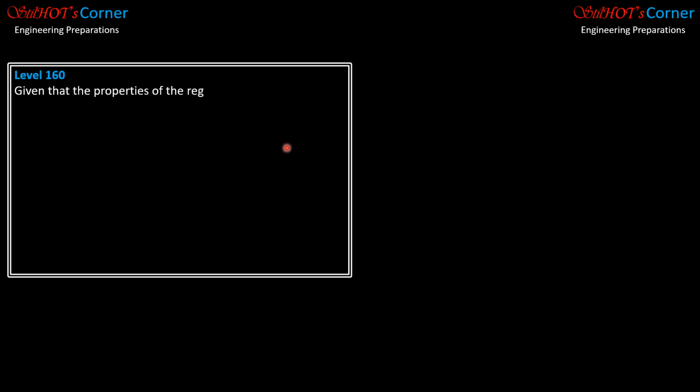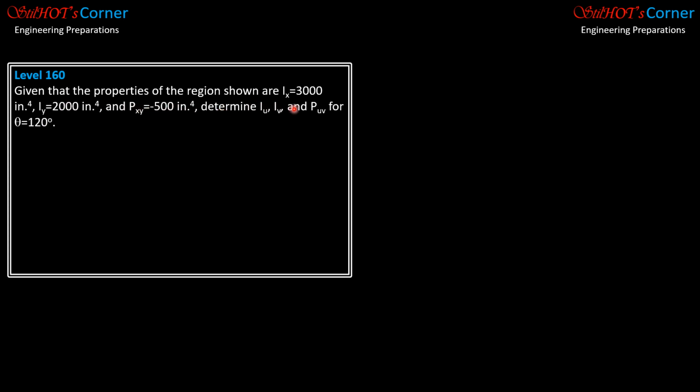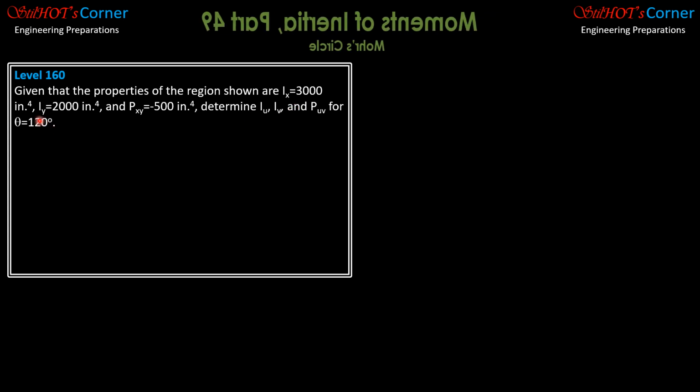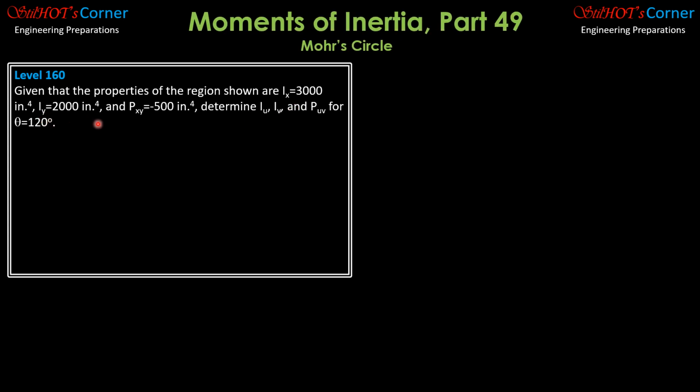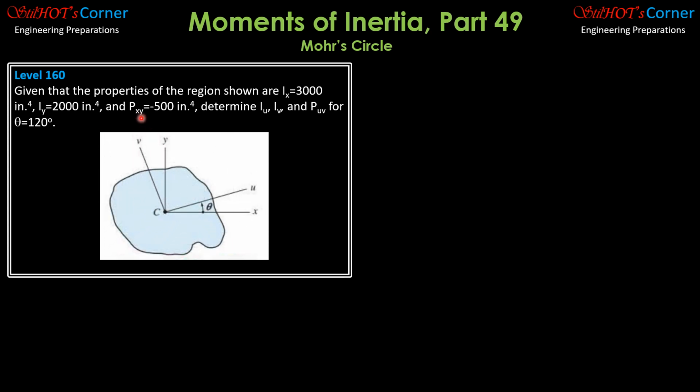So for example, level 160, given that the properties of the region shown are Ix = 3000 inches to the fourth, Iy = 2000 inches to the fourth, and product of inertia Ixy, so still through the centroid. So there's no need to put P bar as long as we are aware that these axes pass through the centroid. So these are centroidal values, centroidal product of inertia, centroidal moment of inertia. So determine Iu, Iv, and Puv for theta equals 120 degrees.